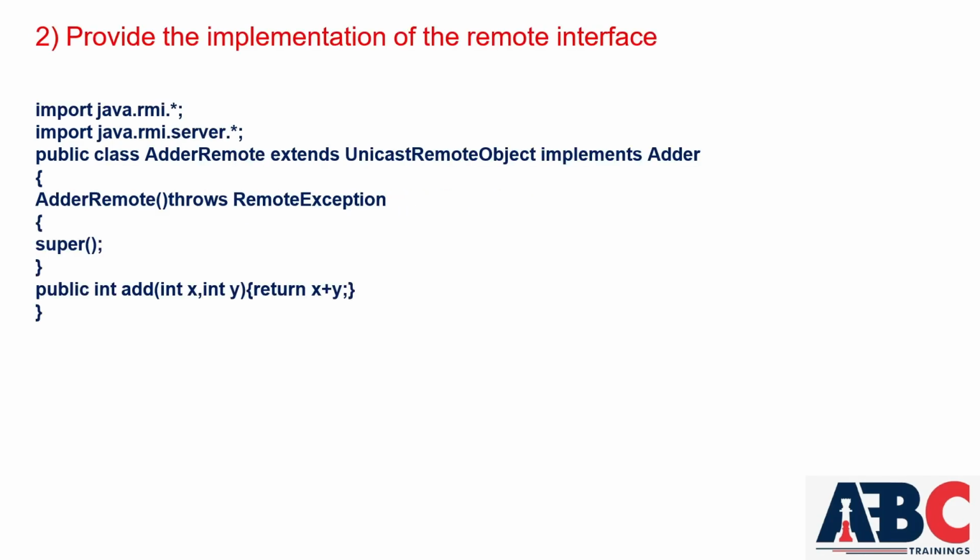Then we provide the implementation of the remote interface. So we import RMI and the RMI server. Then the remote class extends UnicastRemoteObject and implements Adder, and it throws RemoteException. Then we call the super function, create the add function, and return the addition of x plus y.